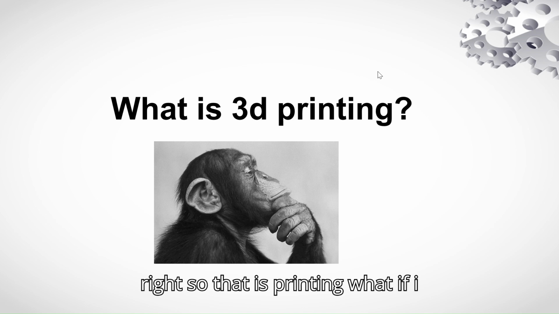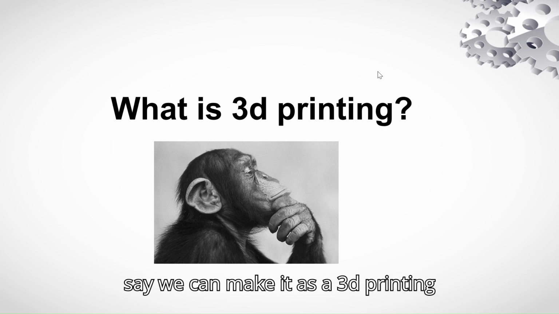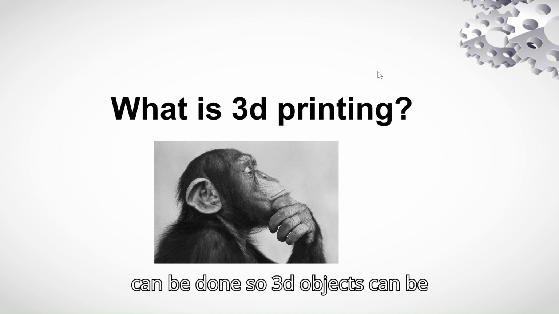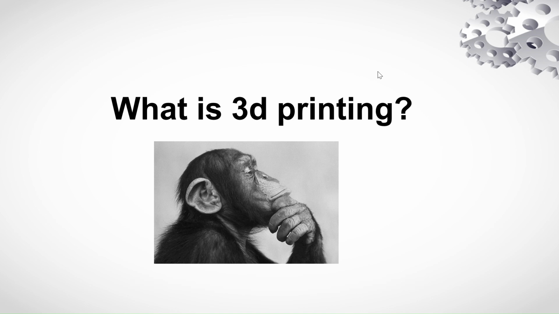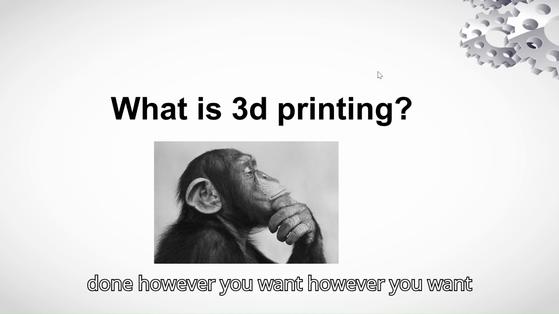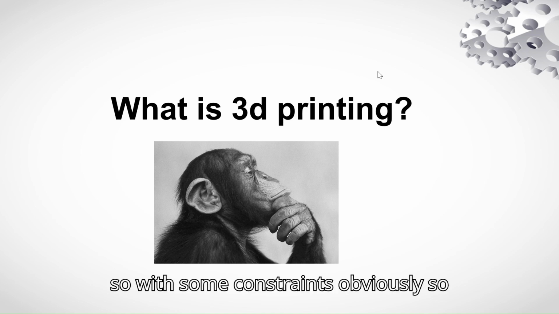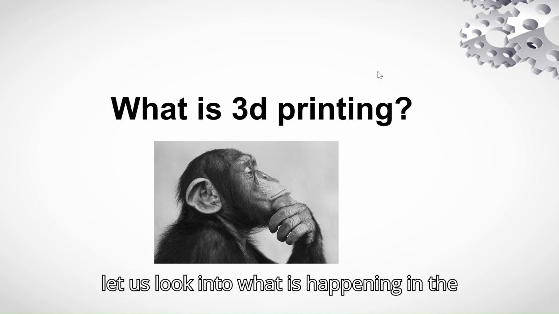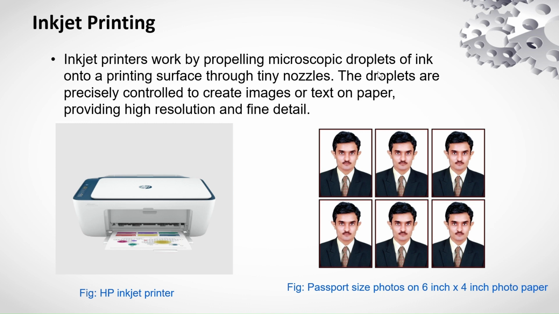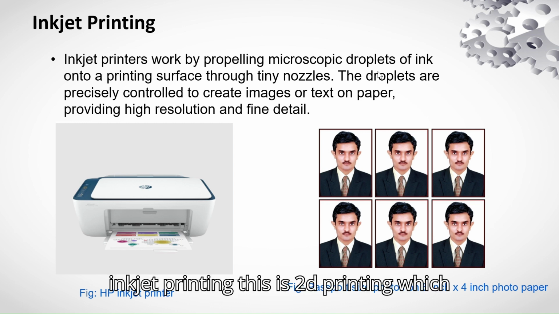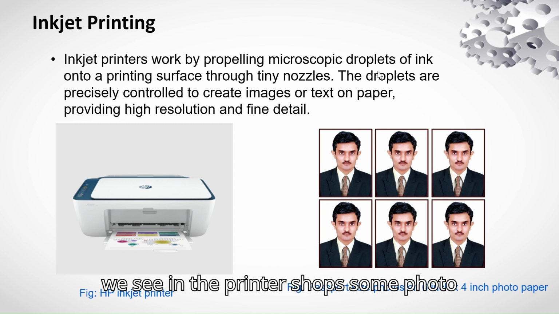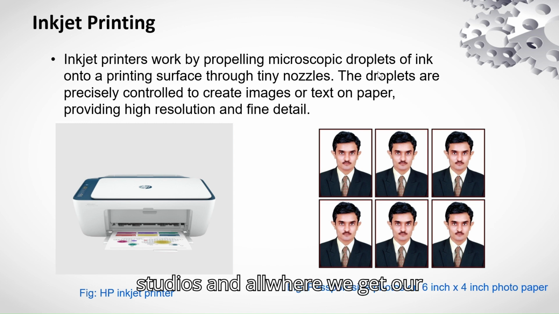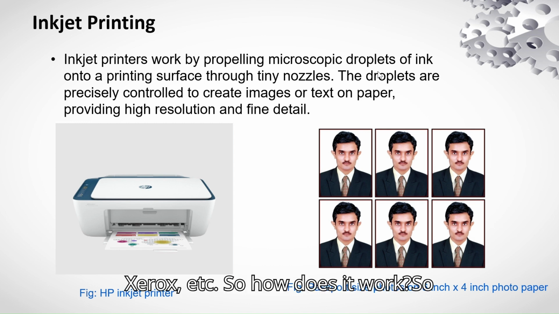So that is printing. What if I say 3D printing can be done, so 3D objects can be made however you want, with some constraints obviously. So let us look into what is happening in inkjet printing. This is 2D printing which we see in the printer shops and photo studios, where we get our passport size photos, printouts, xerox, etc.